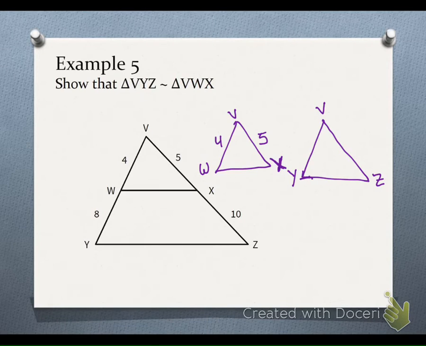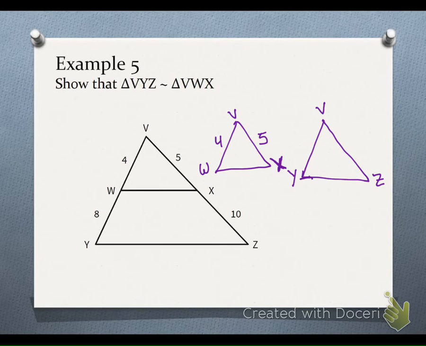So our first part is we want to look and see if we have an angle that we know is congruent in both triangles. It's helpful to look at the original picture for this one. Do we know of any angle that's congruent in both triangles? Yes, what is it? You said V? Yep, V. So we know that's going to be V and V.